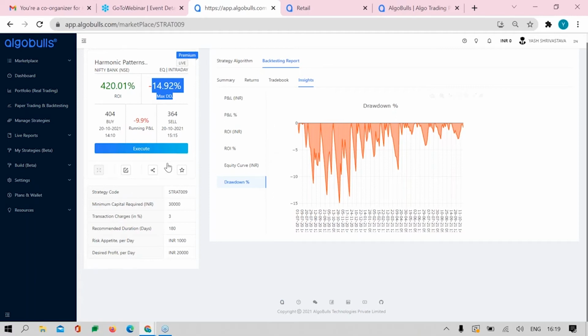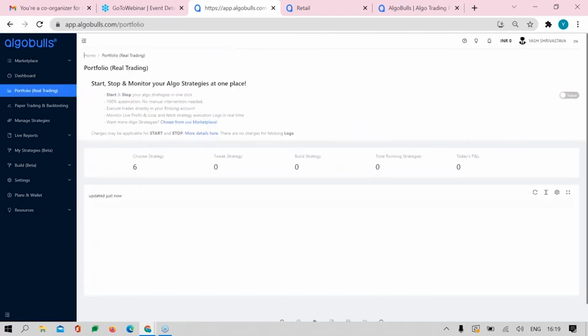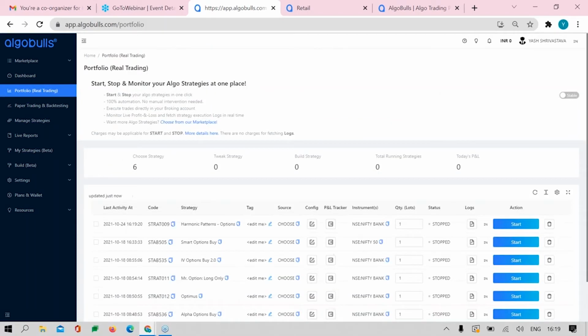So how do you do that? It's really simple. You can just click on the execute button and it will directly take you to your portfolio page. On your portfolio, you can see the harmonic patterns options strategy is already there.